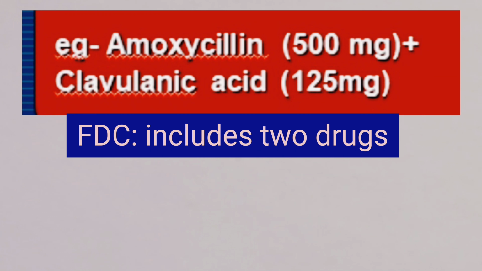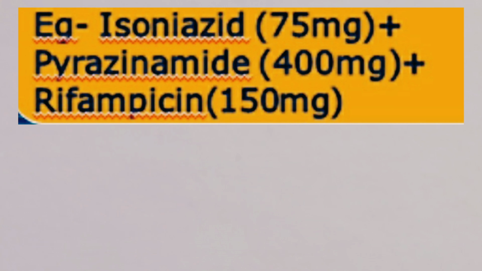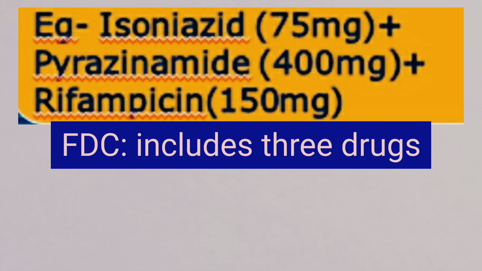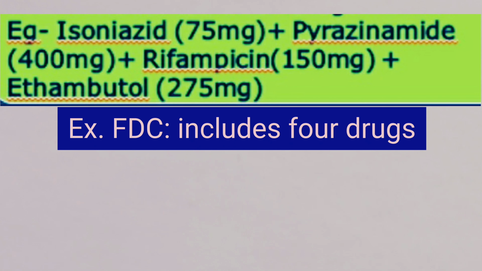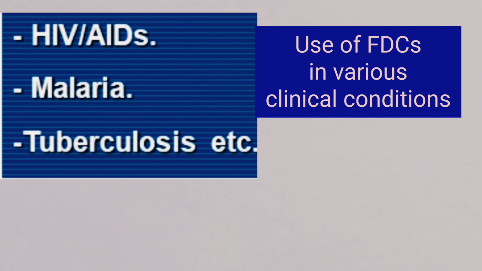Fixed dose drug combination may include two drugs, for example, amoxicillin and clavulanic acid. It may include three drugs, for example, isoniazid, pyrazinamide and rifampicin. It can also include four drugs, for example, isoniazid, rifampicin, pyrazinamide and ethambutol. Which are the clinical conditions where FDCs are commonly used? FDCs are commonly used in the treatment of HIV or AIDS, malaria, tuberculosis, etc.